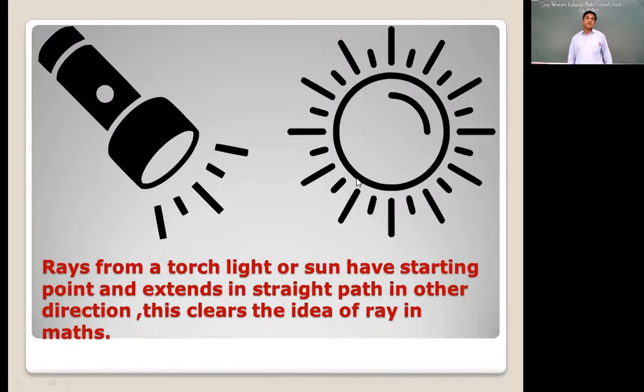Why is this known as a ray? Because we see the rays coming from a torch or the rays of the sun. Well, they have an origin. The rays of a torch start from the bulb, and the rays from the sun start from the sun. But they actually go endlessly in one direction. That's why a figure which has a starting point and continues endlessly in the other direction is known as a ray.